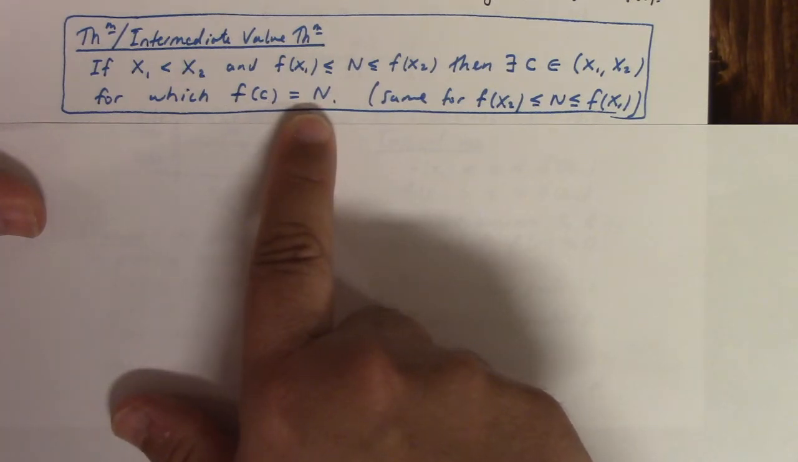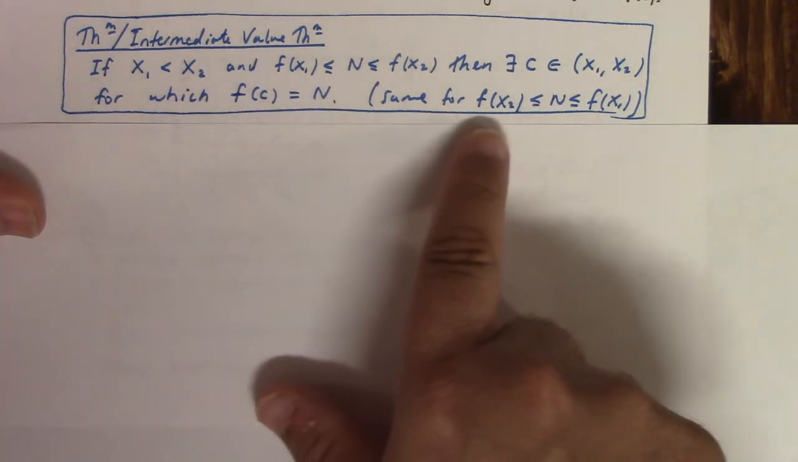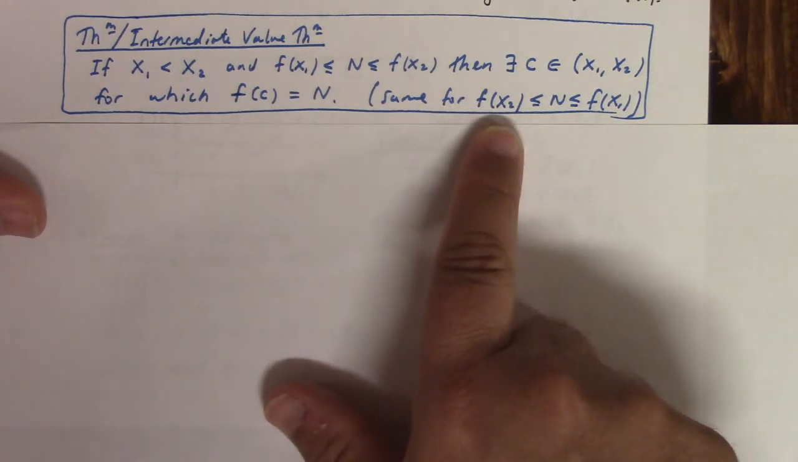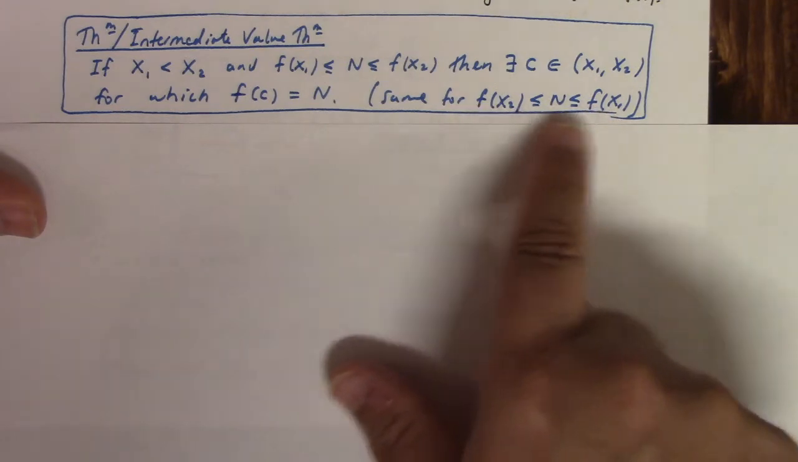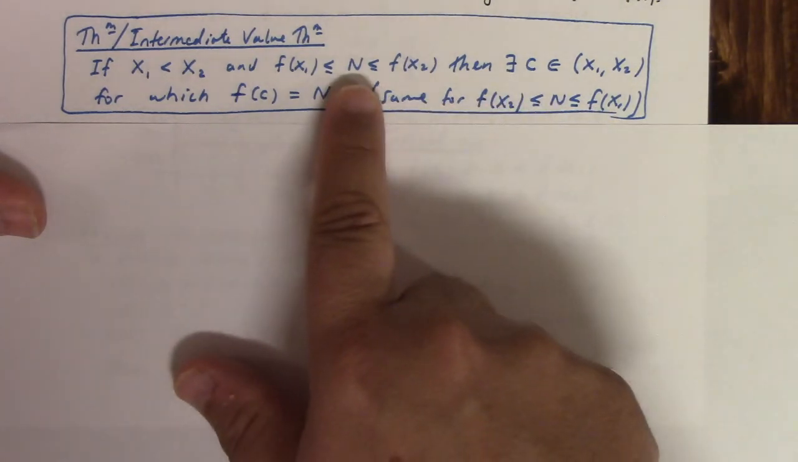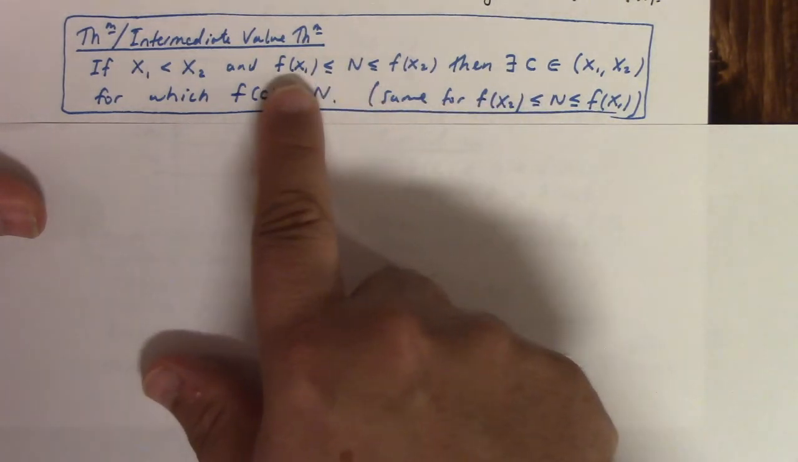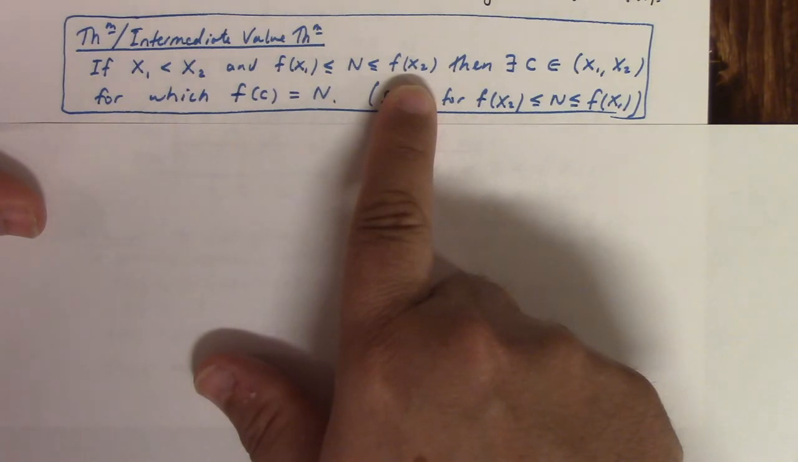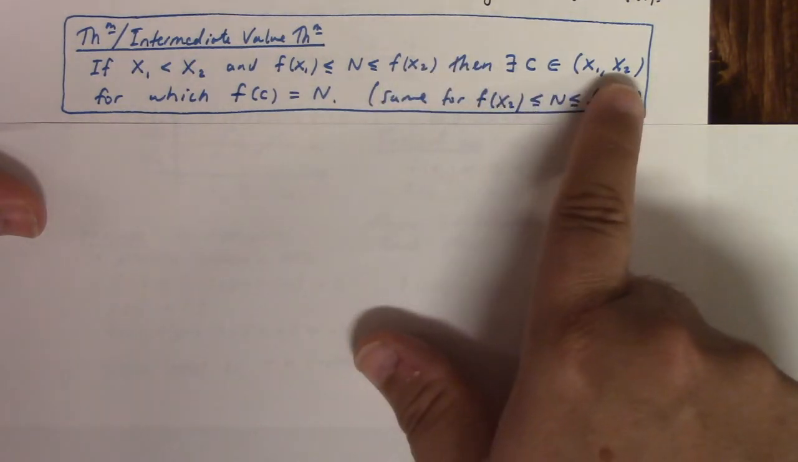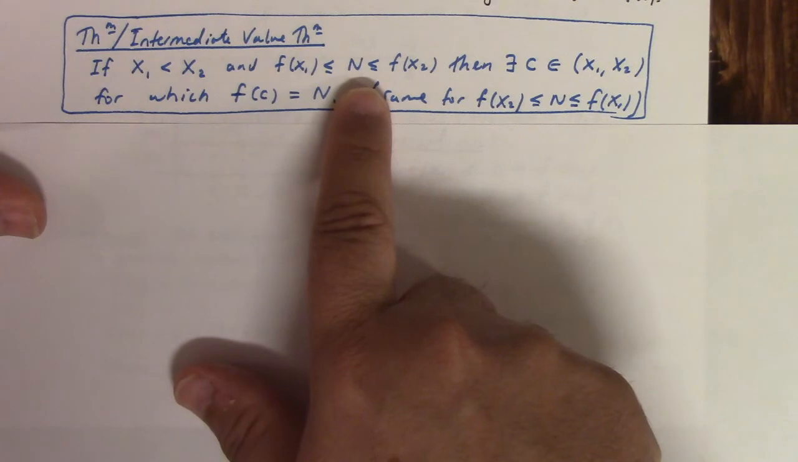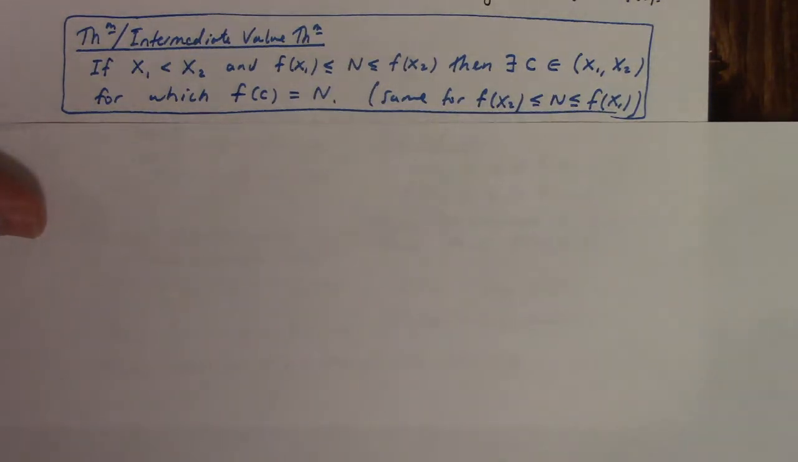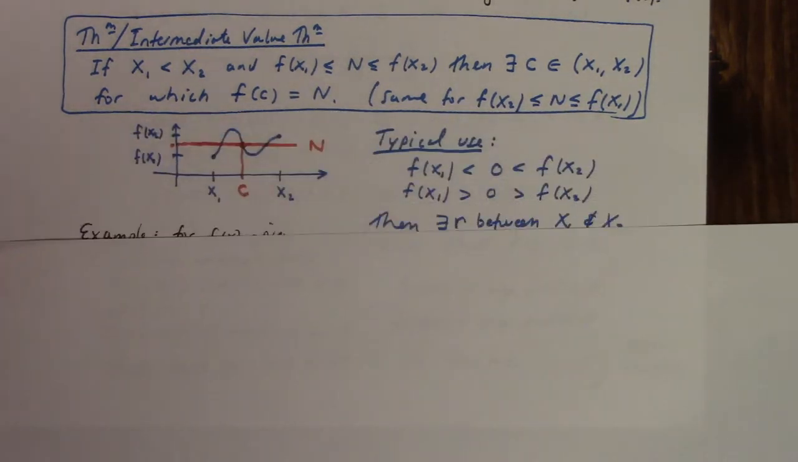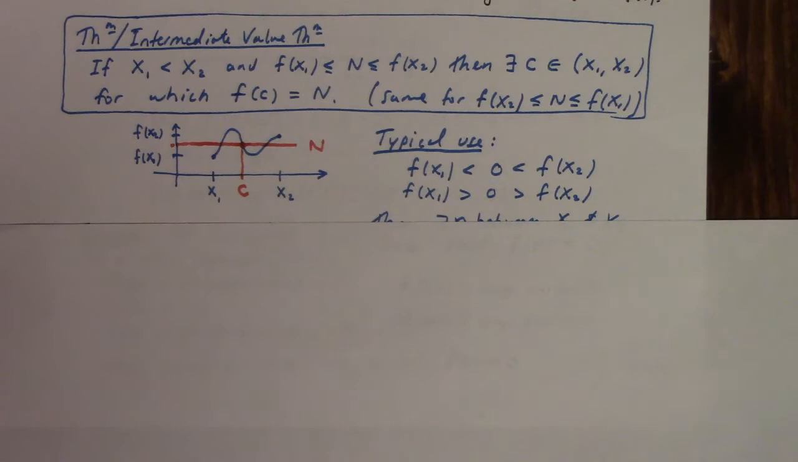And if the value at x2 was smaller than the value at x1, it would still be the same. Basically the point is, if n is between f of x1 and f of x2, then there is a c between x1 and x2 which matches that value. Now, this is true for polynomials, but more generally it's true for what are called continuous functions. But for us, polynomials are what we're interested in.